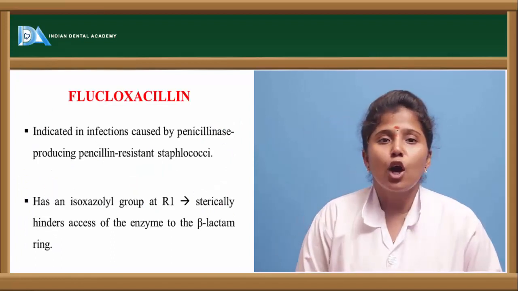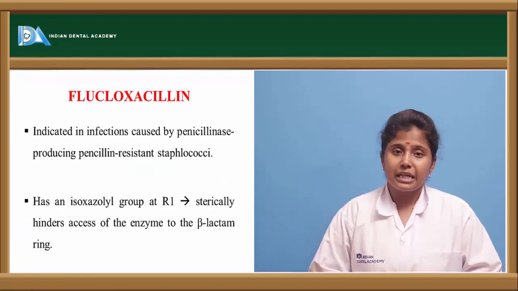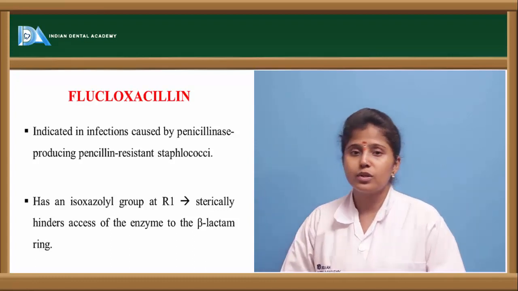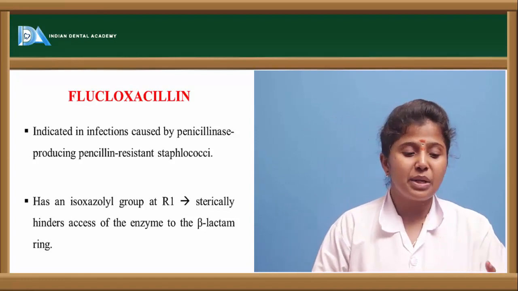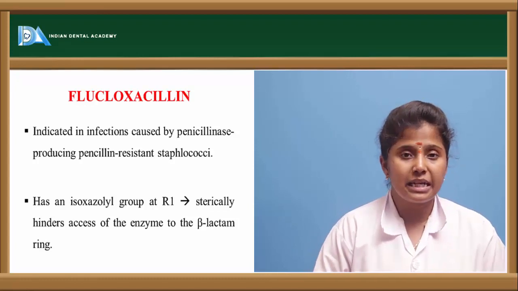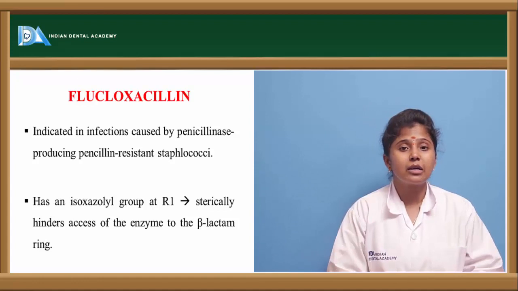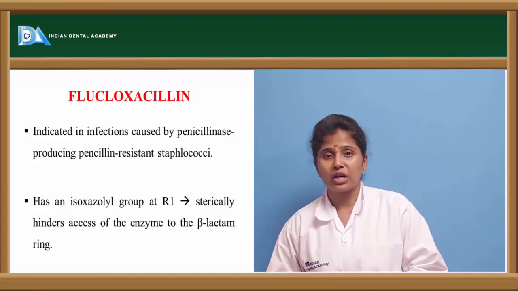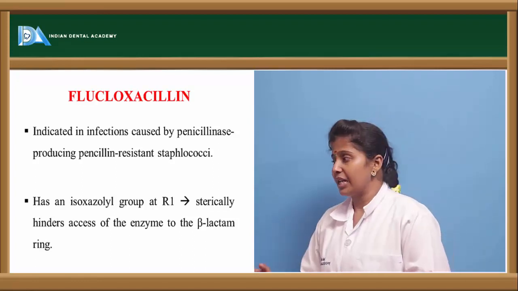The other drug is flucloxacin. Flucloxacin is indicated in infections caused by penicillin resistant organisms. Penicillins get degraded in the presence of an enzyme called penicillinase. These are microorganisms which are resistant to penicillins, for example Staphylococcus species. In such conditions the flucloxacin drug is very effective.